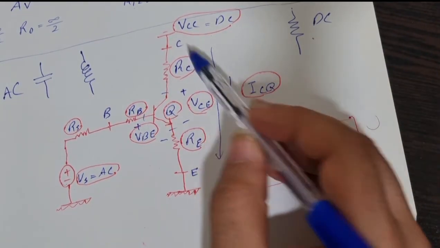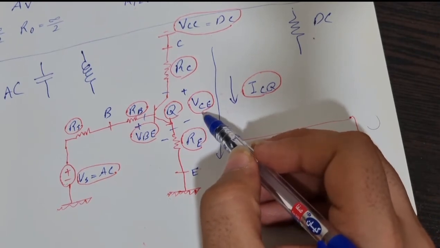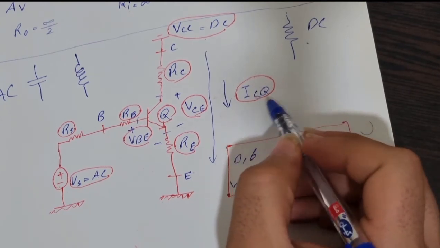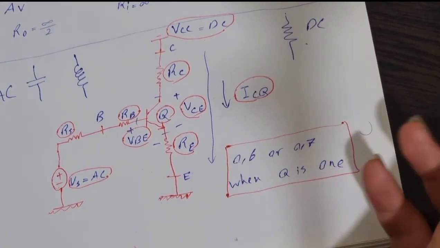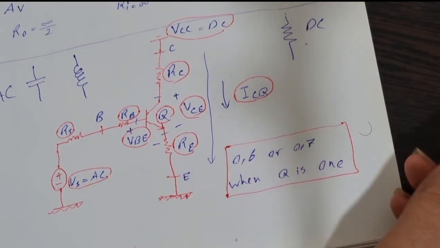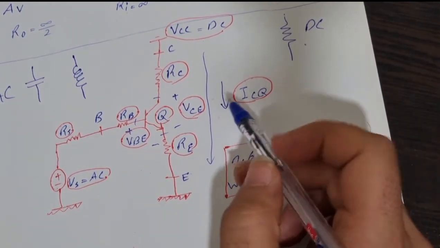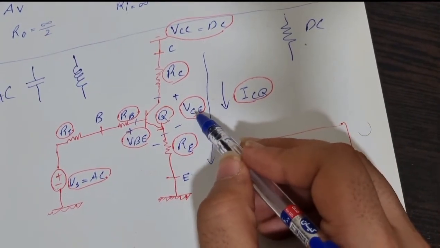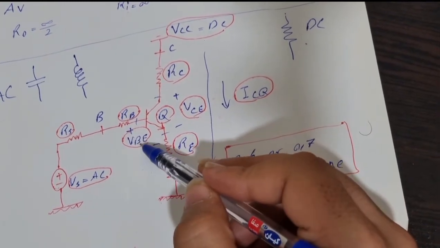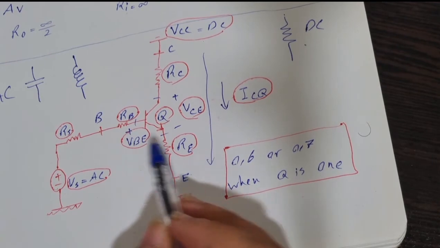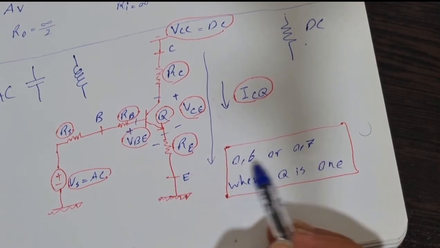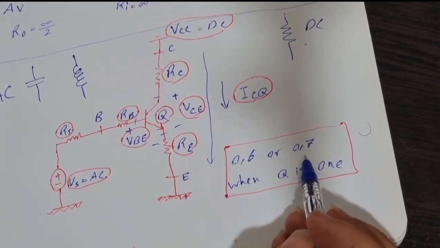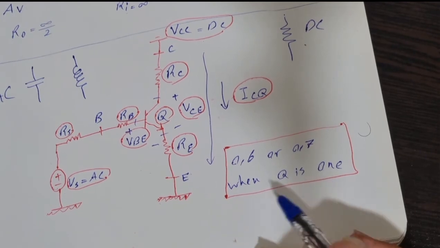The voltage between collector and emitter is VCE, and the current that flows through this path is ICQ, or IC, collector current. In every question and every problem involving a transistor, we need to find these two unknown things: collector current and voltage between collector and emitter. What you can see right here is voltage between base and emitter. This thing is always equal to 0.6 or 0.7. In every problem, we can consider this as 0.6 or 0.7 when the transistor is on, actually.